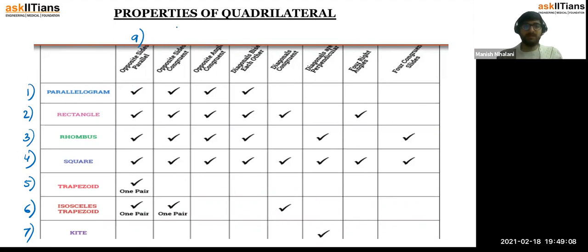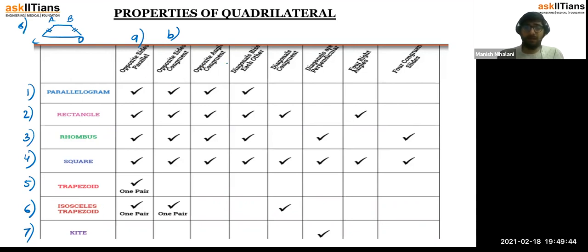For the second case, opposite sides are congruent. This is true in a parallelogram, rectangle, square, and rhombus as well, right? And the isosceles trapezoid is like a trapezium in which one pair of opposite sides is parallel. You can see AB will be parallel to CD and AC will be equal to BD. This is the sixth one, isosceles trapezoid, right? Where one pair of opposite sides is equal.